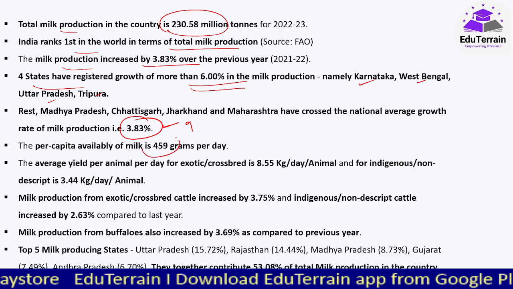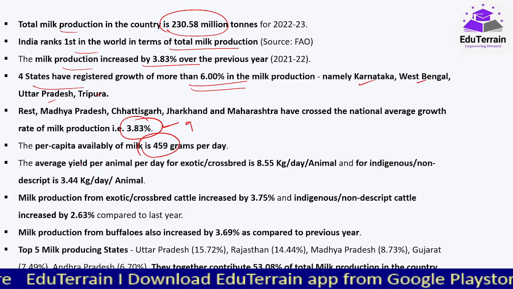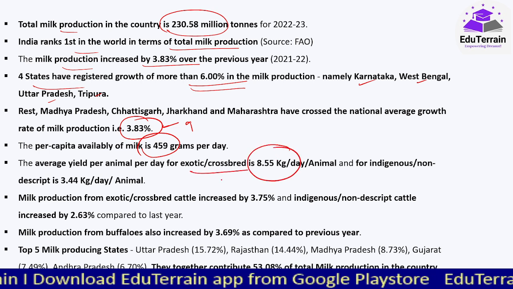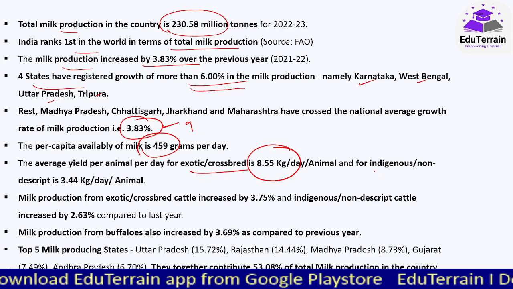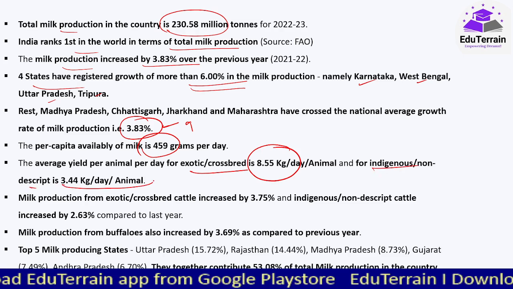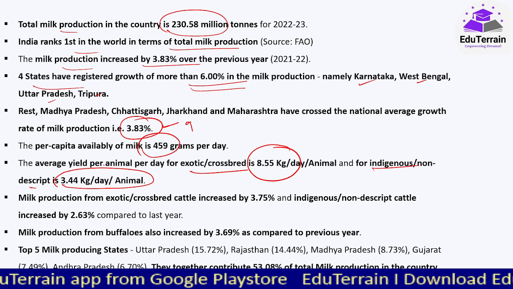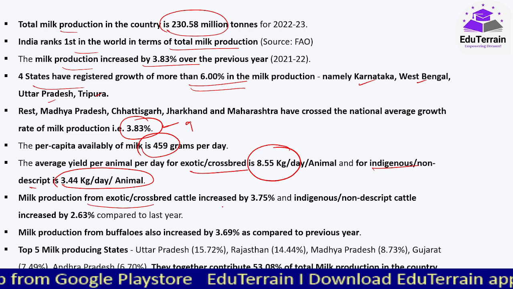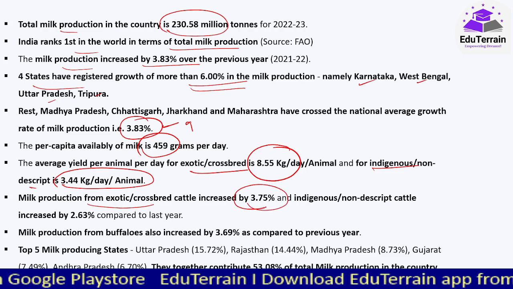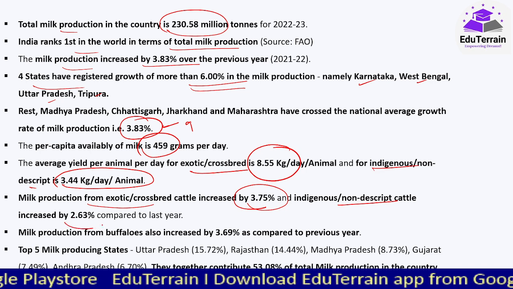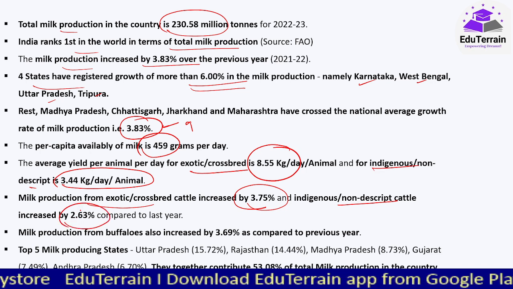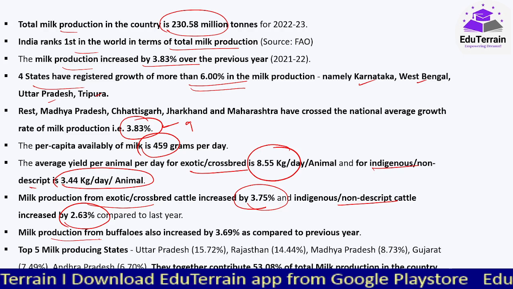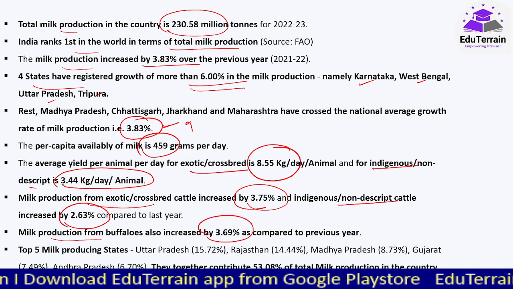And the per capita availability of milk is 459 grams per day, and the average yield of milk per day per exotic and crossbreed is 8.55 kg per day per animal, and for indigenous और non-descript it is 3.44 kg per day per animal, that is half से भी कम है. Okay, milk production from crossbreed cattle increased by 3.75% and indigenous or non-descript cattle increased by 2.63% when compared to the last year. That all is because of the increase in their population and all that. And milk production from buffaloes also increased when compared to the previous year.